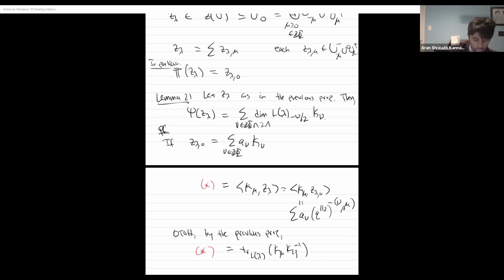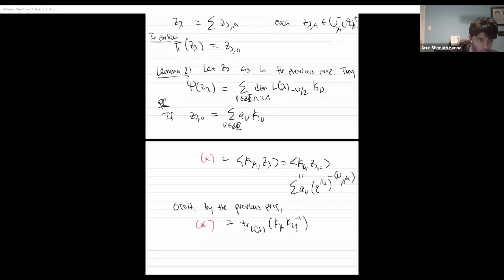Okay, but this trace is nice to compute because we have a weight space decomposition of L of lambda, and these things lie in the u0 piece, the k mu and k2 rho inverse. So what we get, just by looking at the dimension of weight spaces, is the sum over lambda prime in a weight of dim L of lambda prime q to the mu minus 2 rho.